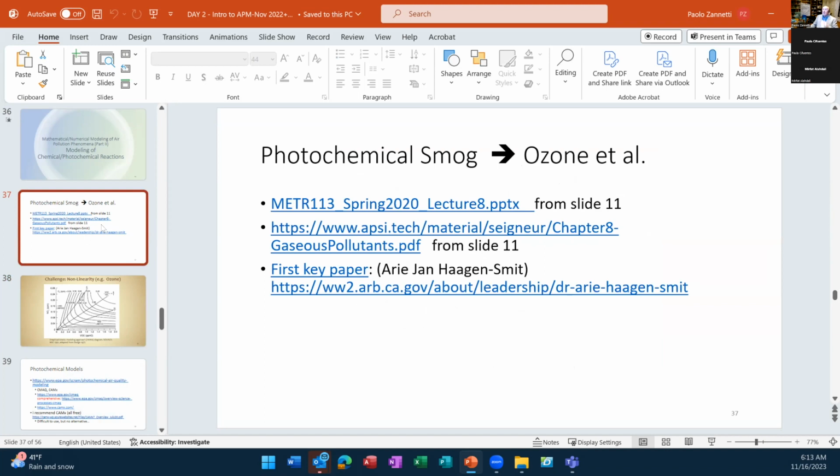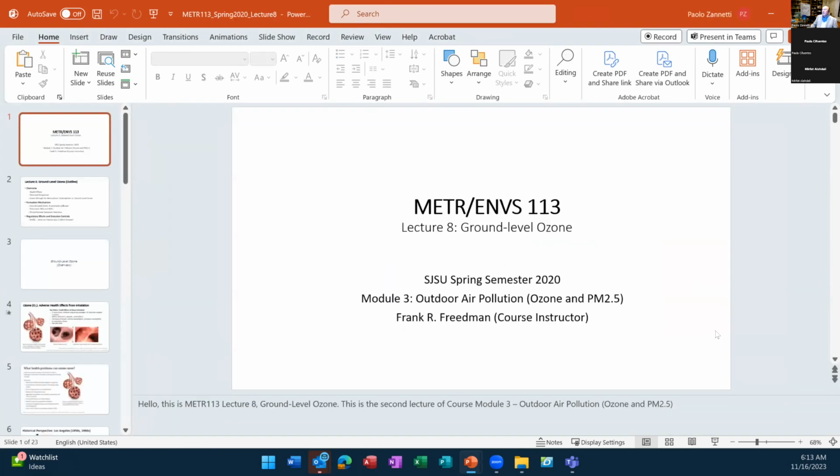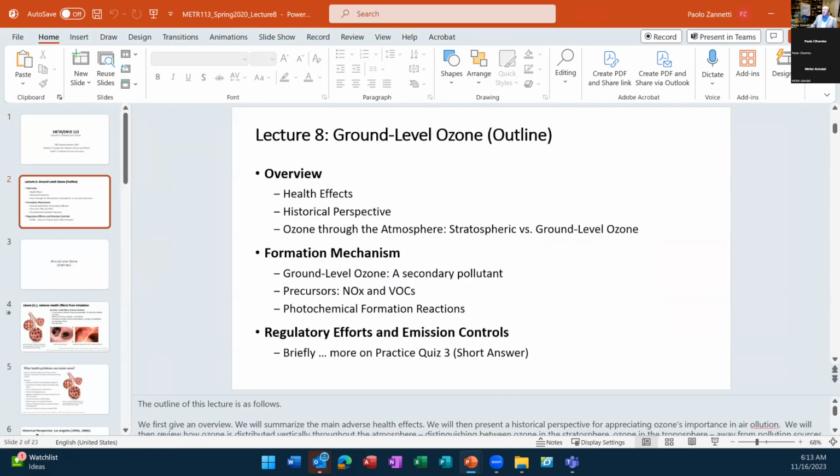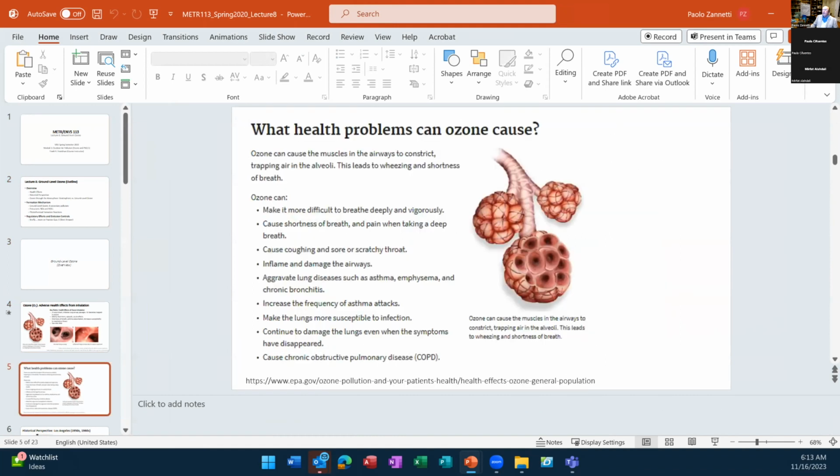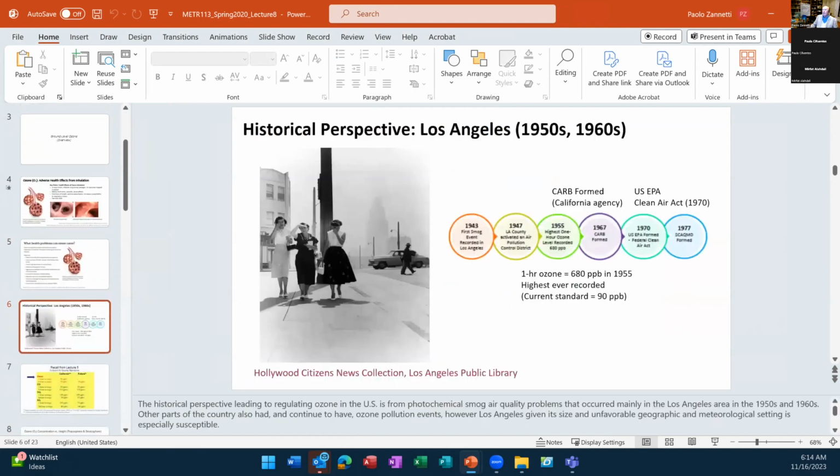I have several sets of slides here that I will go through, skipping a lot of material that, of course, you can examine on your own, just trying to identify the most important issues. For example, okay, these are the damage of ozone to the respiratory system.